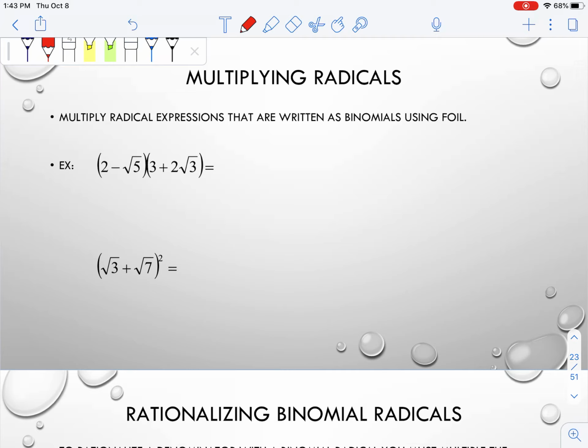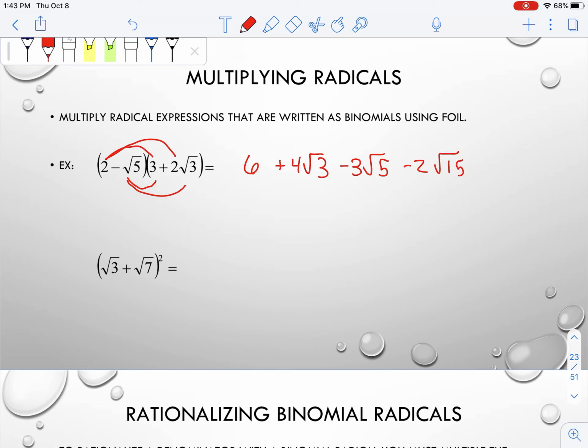So we still are going to FOIL these two binomials. So 2 times 3 is 6. 2 times 2 root 3 is 4 root 3. Negative root 5 times 3 is negative 3 root 5. And then negative root 5 times 2 root 3. Remember, multiply the outsides together, so negative 1 times 2 is negative 2. Multiply the insides together. 5 times 3 is 15.